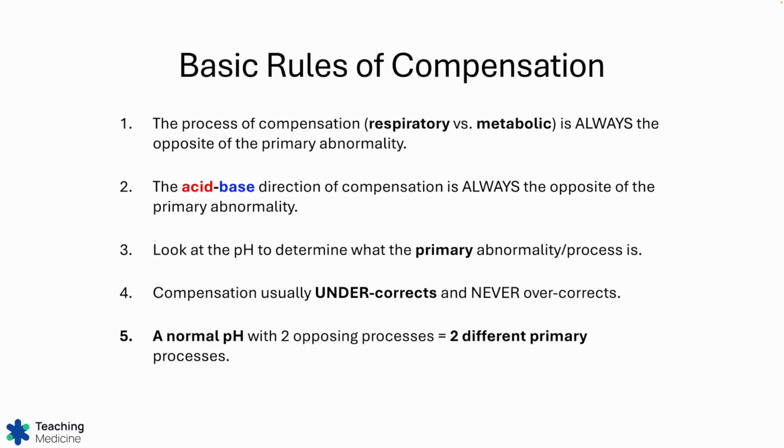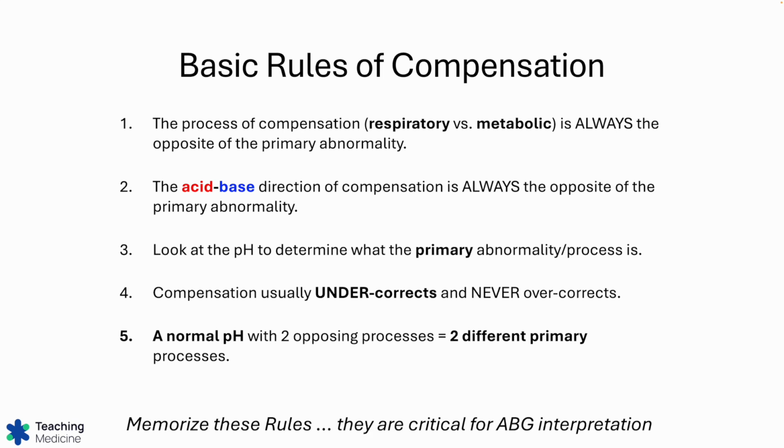And if you have a normal pH with two opposing processes, you have two different primary processes. So not a primary and a compensatory, but rather two primary processes. These rules are very important, and the topic of compensation is typically what creates the most confusion for ABG interpretation. So make sure to memorize this list of rules.